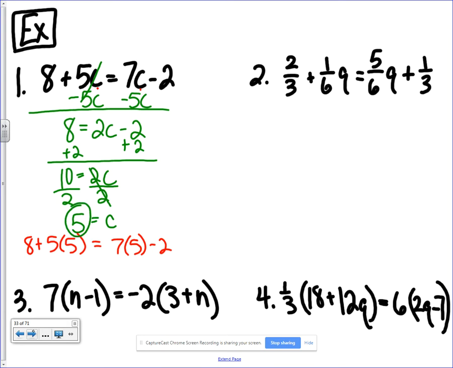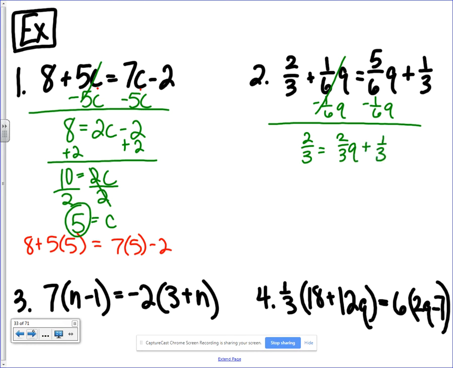Don't be scared off by the fractions in number 2. Ask yourself, can I combine or distribute anything on the left? Can I combine or distribute anything on the right? The answer is no. So now we're going to move the smaller q over. Well, 1/6 is smaller than 5/6. So I'm going to subtract that. I get 2/3 q on the left. If you do 5/6 minus 1/6, that's 4/6, which reduces to 2/3.